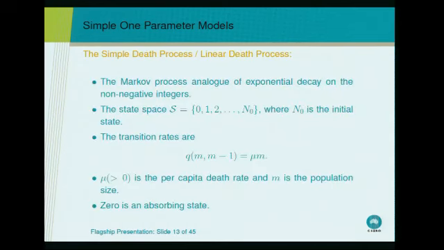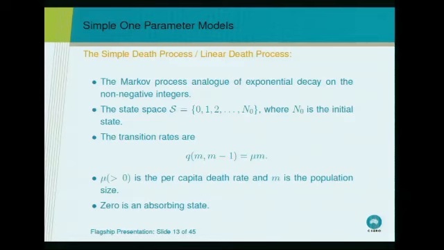A related model, which I looked at during my PhD, is the simple death process, or linear death process, which is the Markov process analog of exponential decay on the non-negative integers. Transition rates, we now have a pure death process, so we go from having m individuals to m minus 1 individuals at rate mu times m. So mu here is now a per capita death rate.